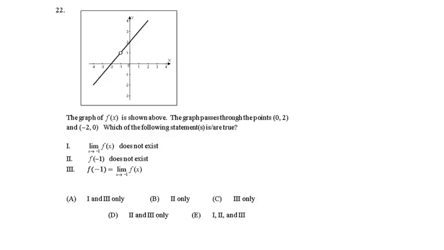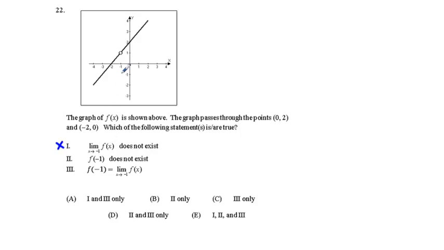Okay, next, 22. The graph of f of x shown above passes through the points 0, 2 and negative 2, 0. Which of the following statements are true? Well, for one, the limit as x approaches negative 1 does not exist. Let's check the validity of that statement. Well, the limit does exist, and the limit does equal 1. And so we know that statement 1 is not a true statement.